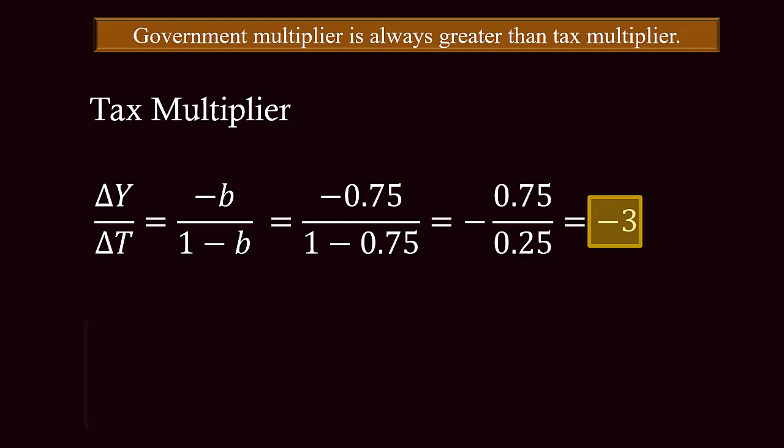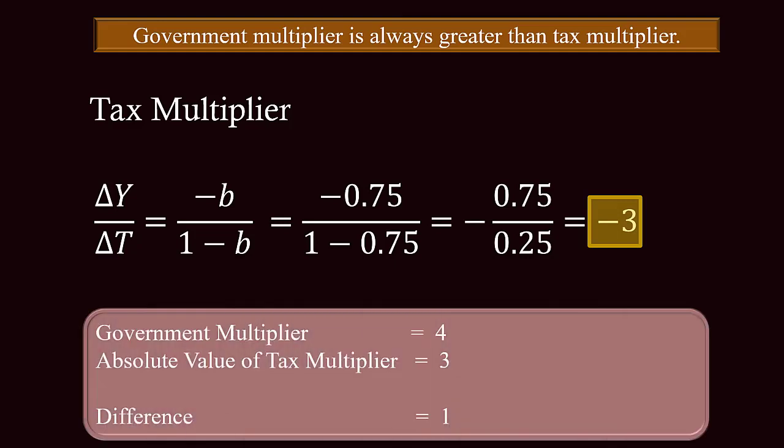The absolute value of tax multiplier is 3. The difference between the two is 4 minus 3, 1. In absolute terms, government multiplier is greater than tax multiplier by 1. Use any value for MPC, provided the value of MPC is always less than 1. You will arrive at the same result.